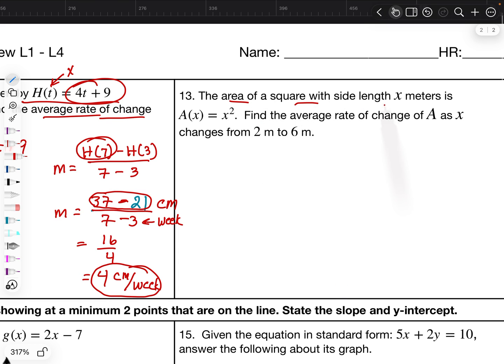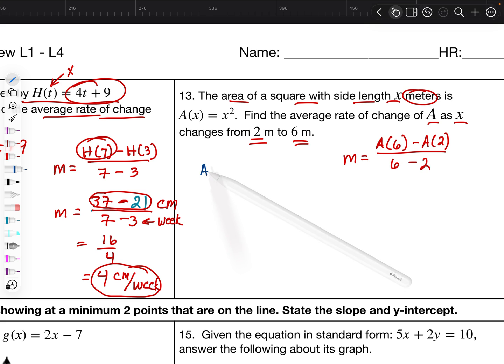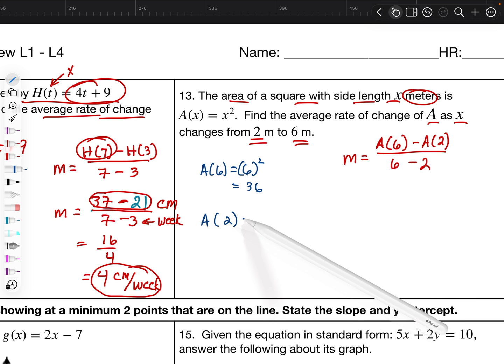The area of a square with side length x in meters is x squared. Find the average rate of change of A as it goes from 2 meters to 6 meters. So same equation. This time we're going to be using the area function, from the 6 y value to the area at 2 meters, all over 6 minus 2. So let's calculate those y values. The A of 6 would be 6 quantity squared, or 36. The A of 2 would be 2 quantity squared, or 4.